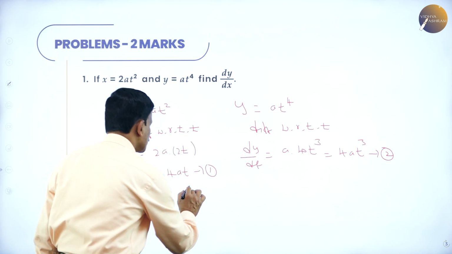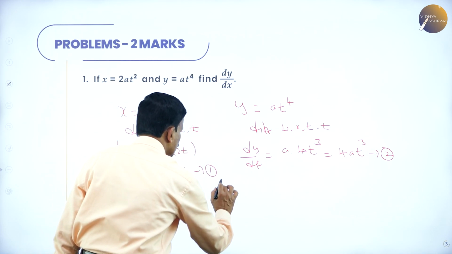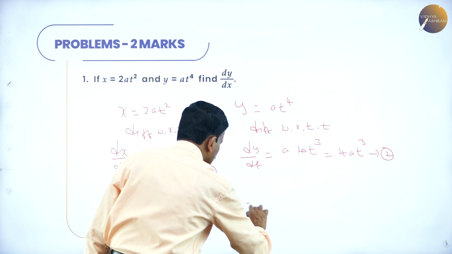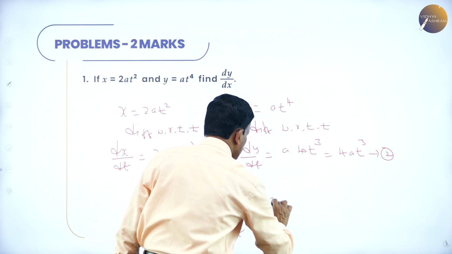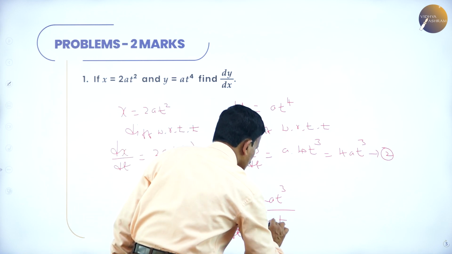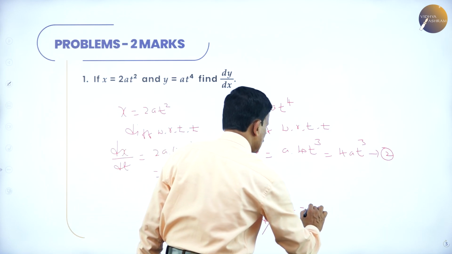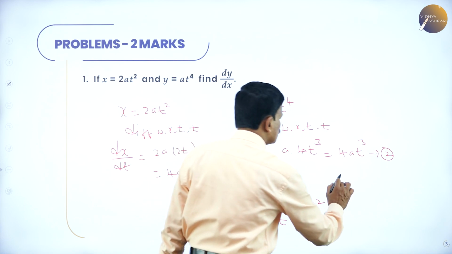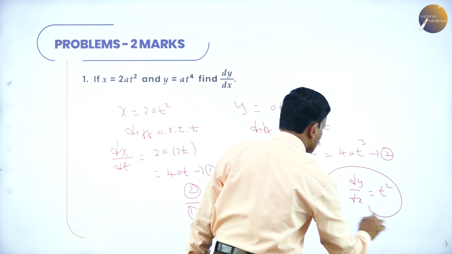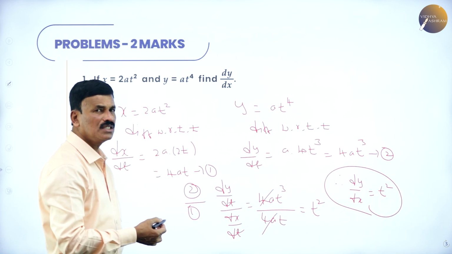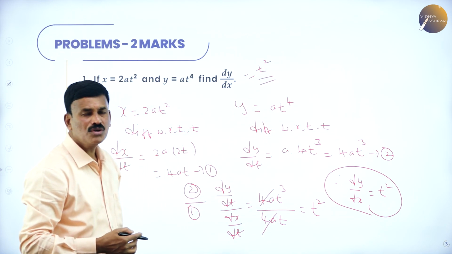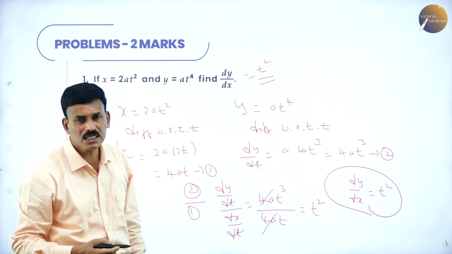Now what is dy by dx? Equation 2 by 1 gives dy by dt divided by dx by dt. What is dy by dt? 4at cube divided by dx by dt, which is equal to 4at. 4a gets cancelled, one t and t also get cancelled, leaving t square. So therefore the required answer dy by dx is equal to t square. That's it. This is how we are going to differentiate a parametric equation.